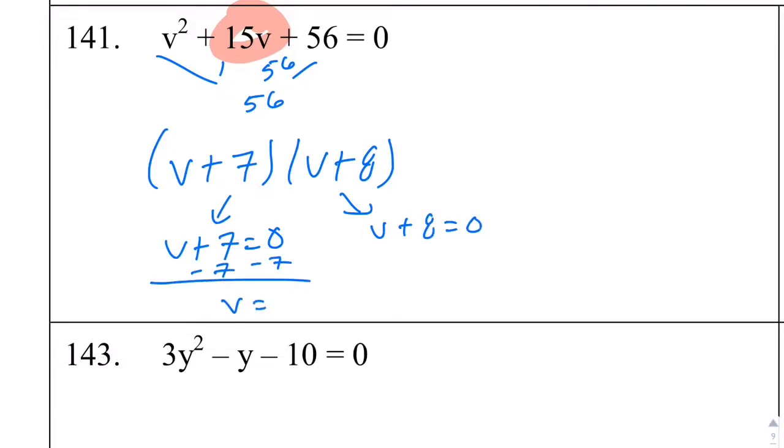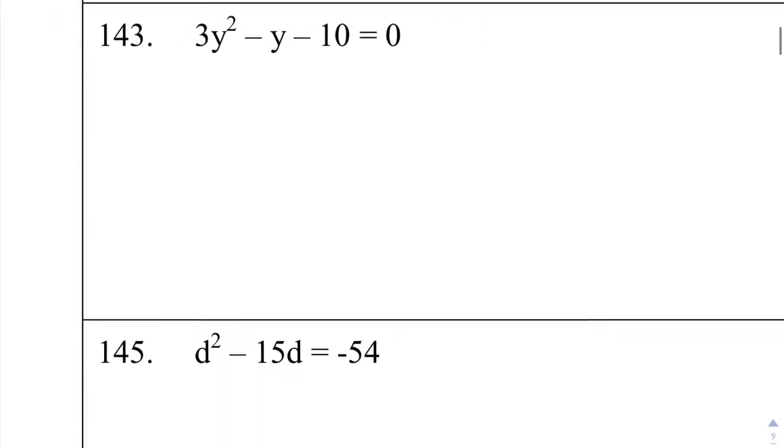Subtracting 7, one of my solutions is negative 7. Subtracting 8, my other solution is negative 8. Okay, I didn't spend much time showing you the factoring on that one because I am confident we can factor that one just fine. Let's look at 143.